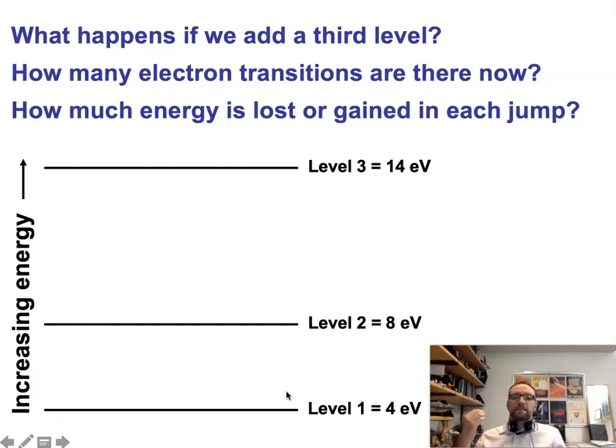So because there are 3 possible paths, because there are 3 possible transitions for the electron to lose energy, this atom can only create 3 energies of photon, 1 for each transition.